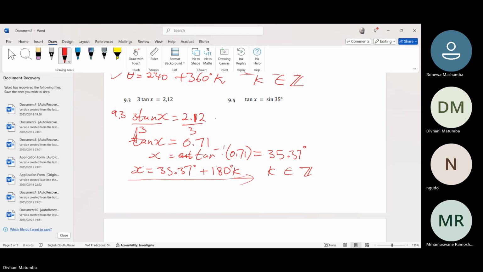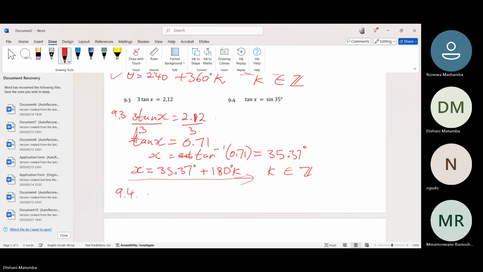So what you must know is that with sine, cos, and tan, whatever general solution I've put in our notes, you just copy it as it is. It doesn't change.